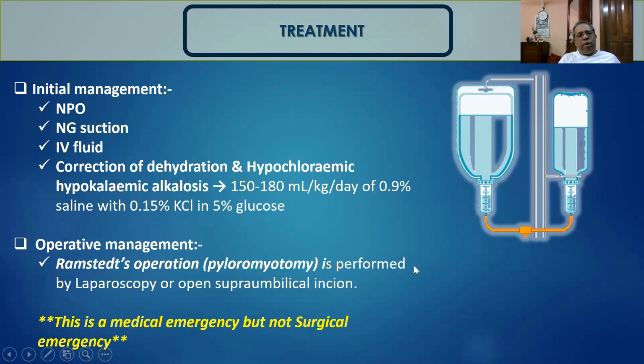Pyloromyotomy is performed by laparoscopy or open supraumbilical incision. This is a medical emergency, but not a surgical emergency. Because if you treat it as a surgical emergency and do the surgery without preparing the baby, the baby may die. For that reason, the term is written there. This is a medical emergency, but not a surgical emergency.